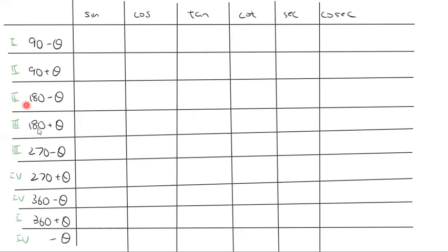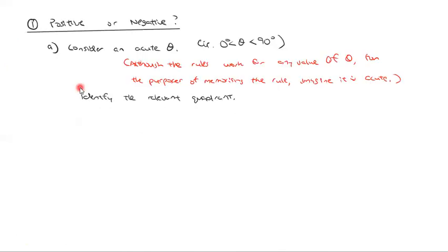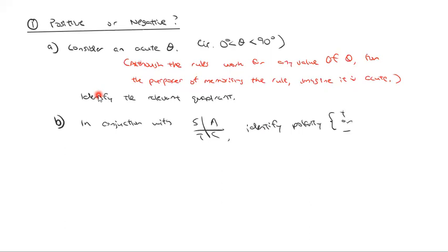Good. So now we've identified all the quadrants. That's the first part of step 1 done. You have now considered theta as acute, even though it doesn't actually need to be, and you've identified the relevant quadrant. But we haven't quite decided if it's positive or negative yet. To decide that, you need to do the next part: in conjunction with your ASTC, identify the polarity, that is, if it's positive or negative.